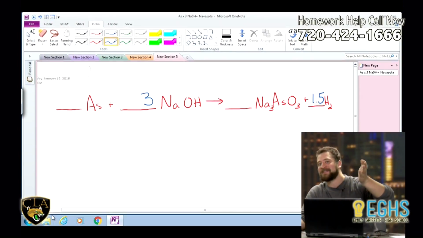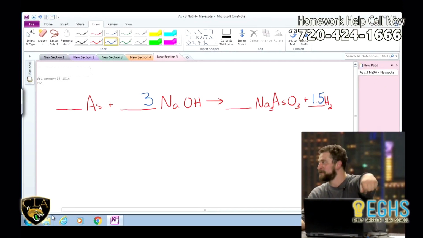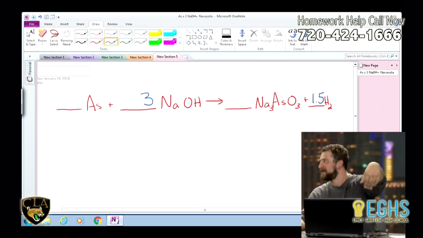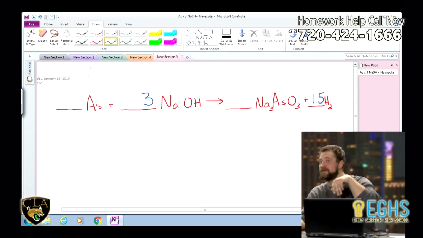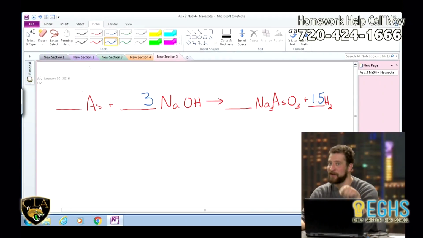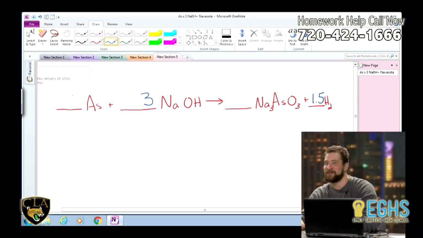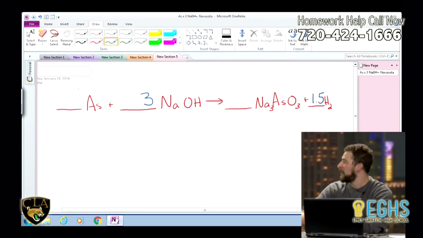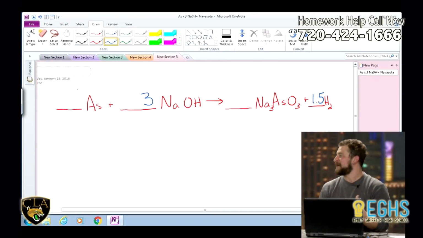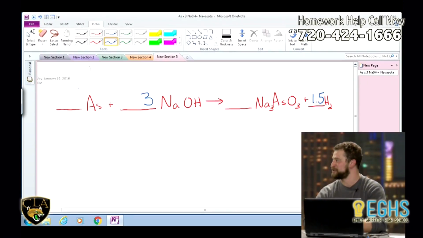So the way I would read this is I would say, since there's no number in front of the As, I would say 1 mole of astatine plus 3 moles of sodium hydroxide yields 1 mole of this chemical Na3AsO3 plus 1.5 moles of H2 gas. And that's doable because I can measure out 1.5 moles of hydrogen gas.